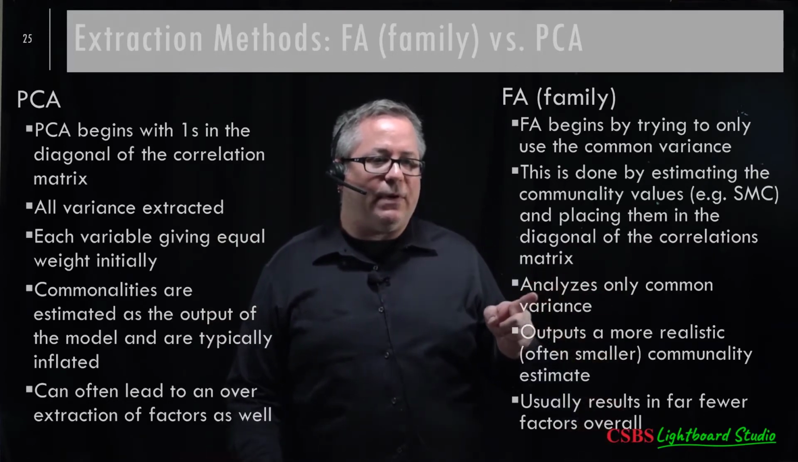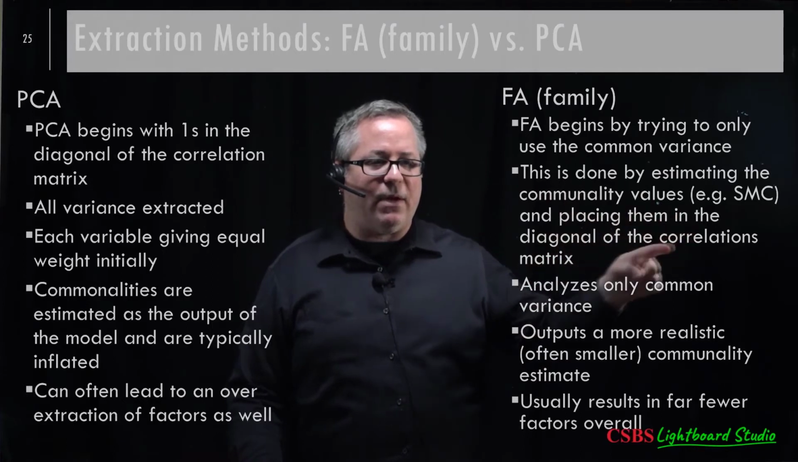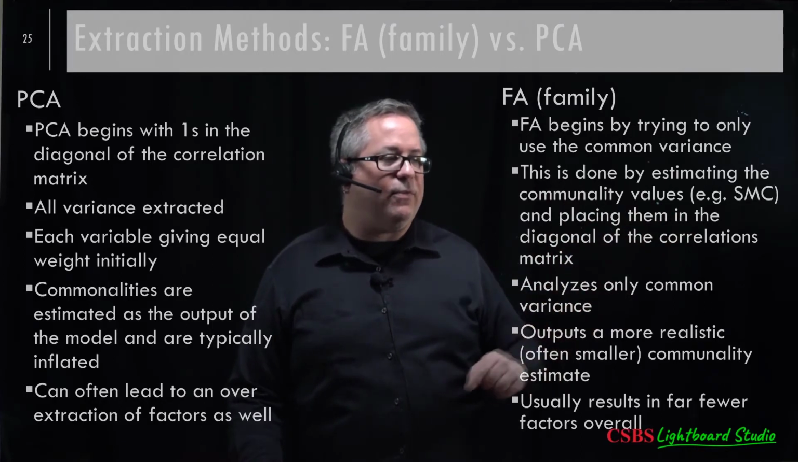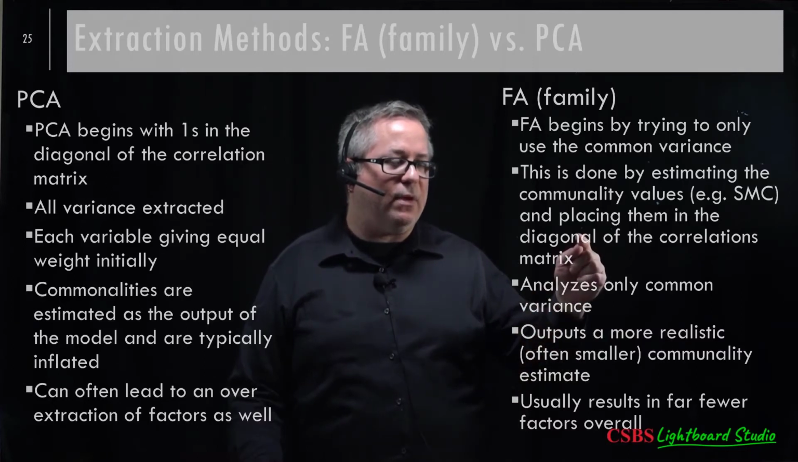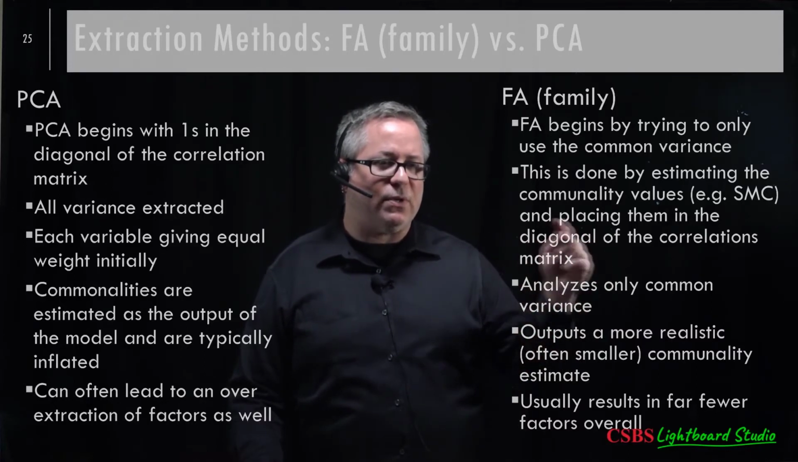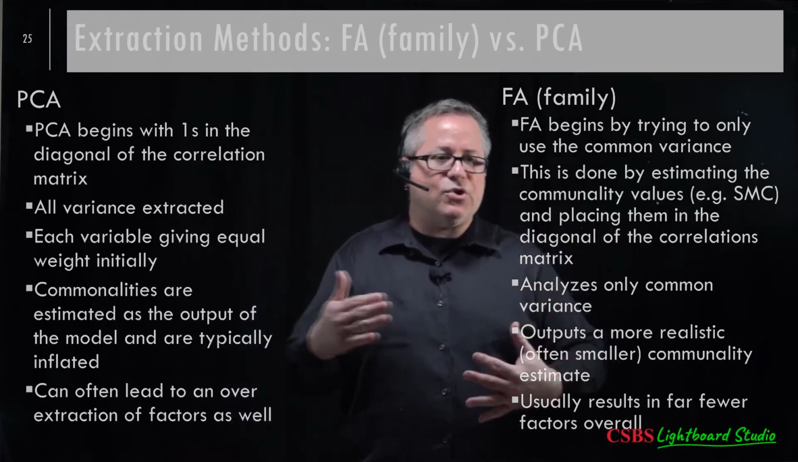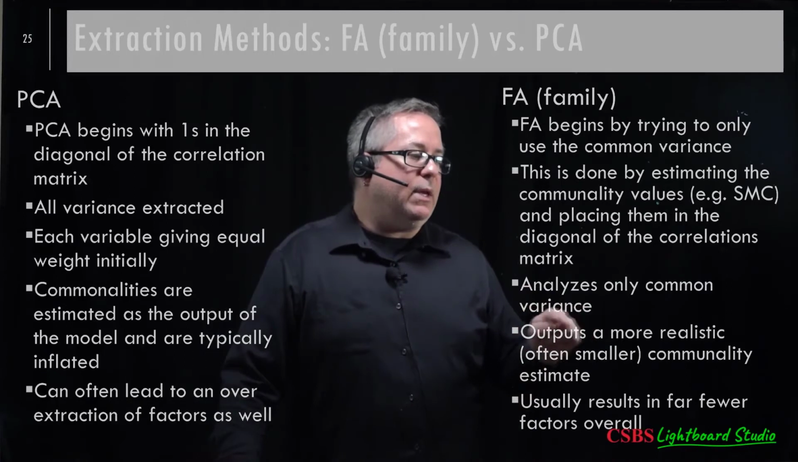Because factor analysis tries to estimate those communalities first, it's going to only analyze the common variance, and it starts off by saying that some items have more shared variance than others. It actually starts off saying that some items are better or worse, have more variability to share than others, in the very beginning.